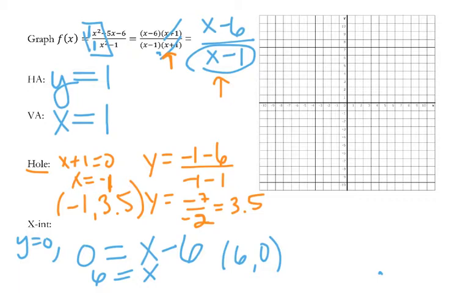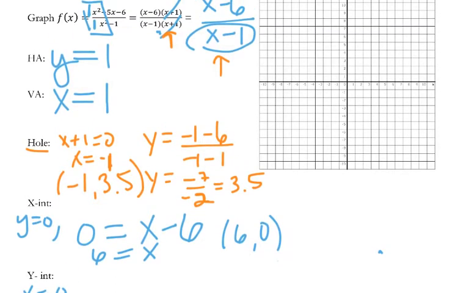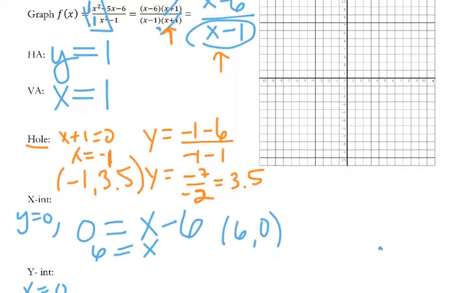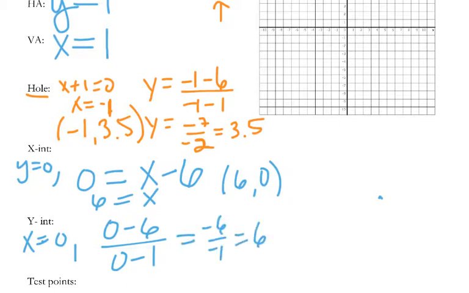Okay, let's finish this off with our y-intercept. Set x equal to 0. Plug it in. And we can actually plug this into our simplified function. So we have 0 minus 6 over 0 minus 1. That gives me negative 6 over negative 1, which is just 6. So I have a y-intercept at 0, comma 6.